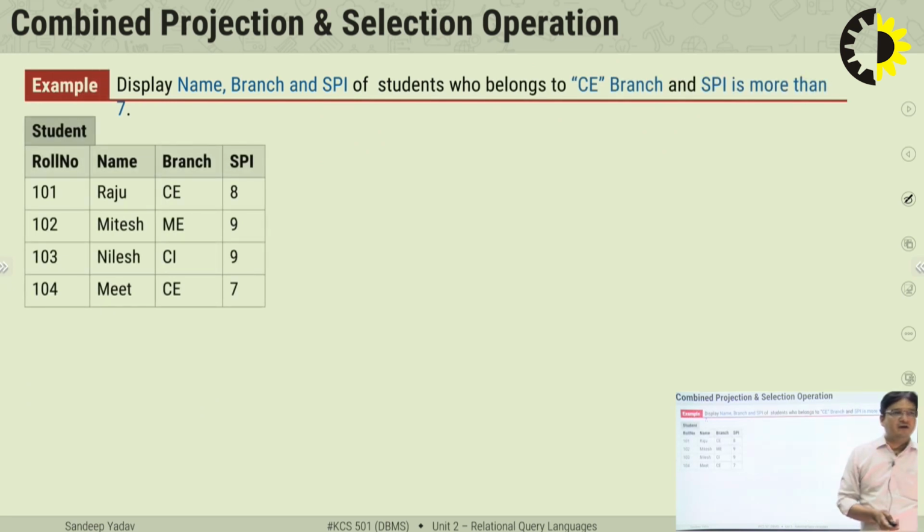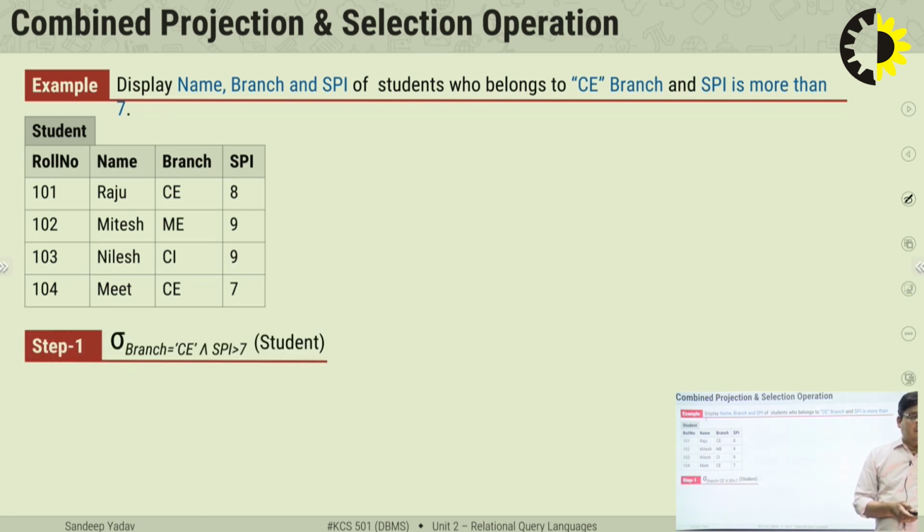Now one more query: display name, branch and SPI of students who belong to the civil engineering branch and SPI is greater than 7. So this query involves both selection as well as projection. In the selection operation, there is more than one condition, and 'and' is used for that. First write down the condition, that is the selection operation, branch equal to civil and SPI greater than 7.